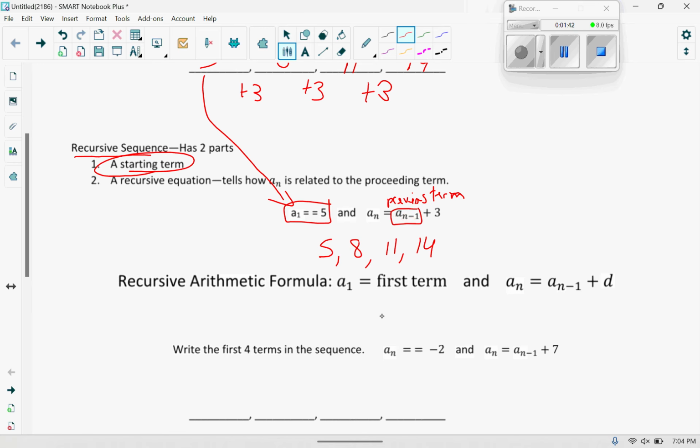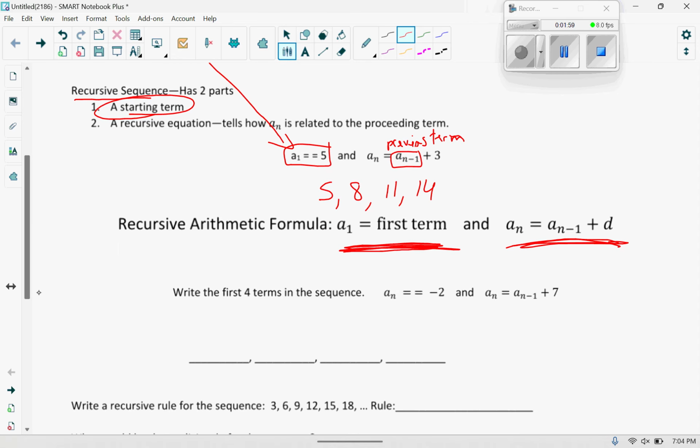Okay, and this is the actual formula. This is what you'll see on the EOC reference sheet. So the first term is a sub 1, which we know. And then a sub n equals this. You need these two pieces for it to work.